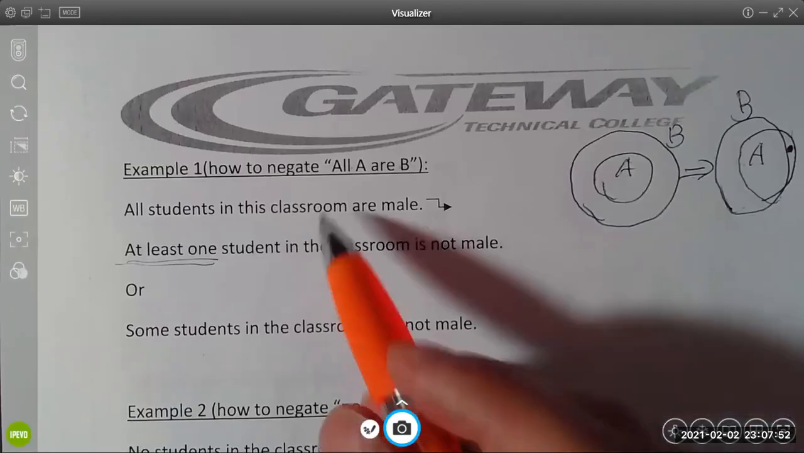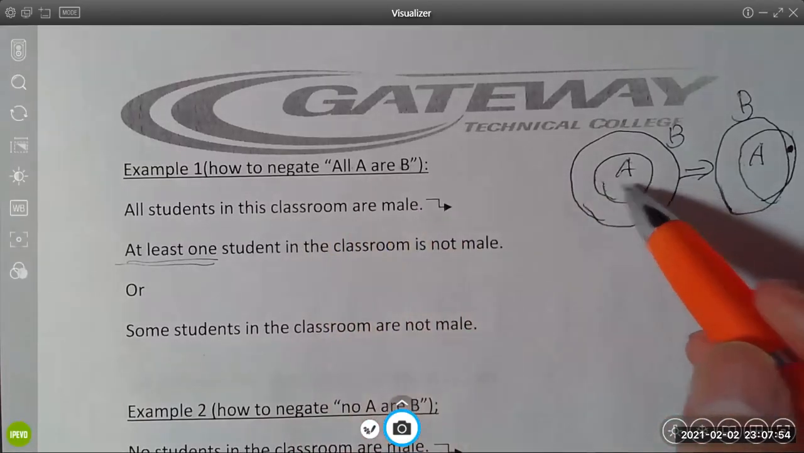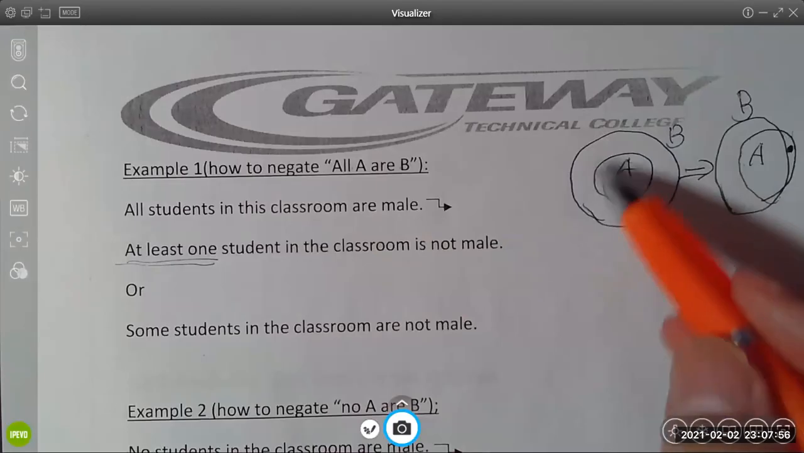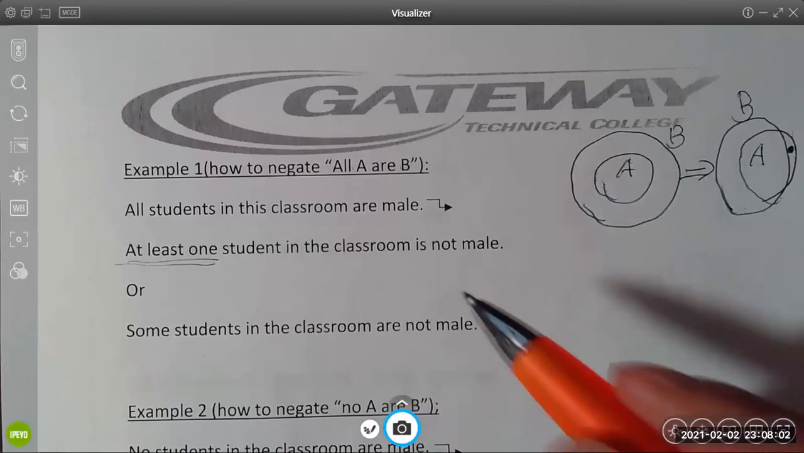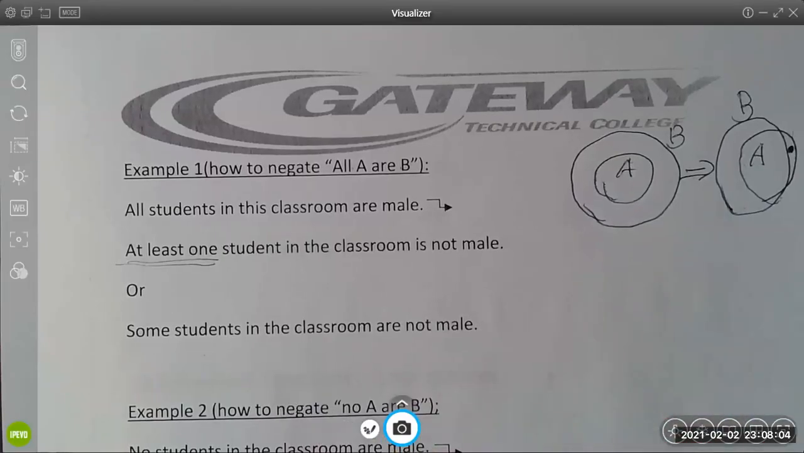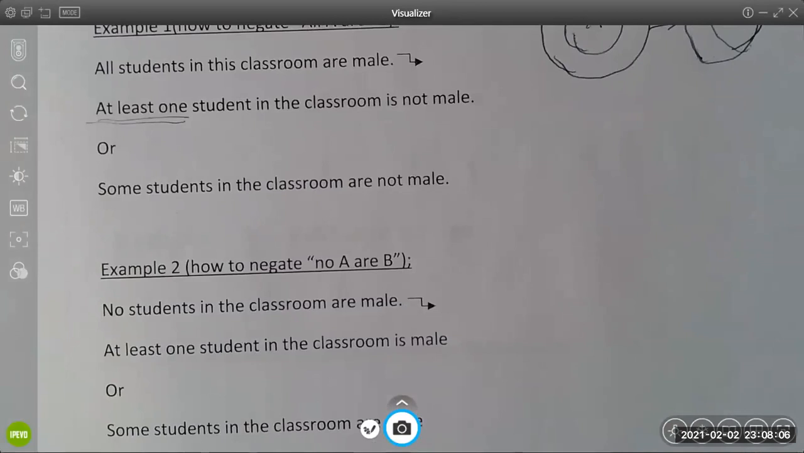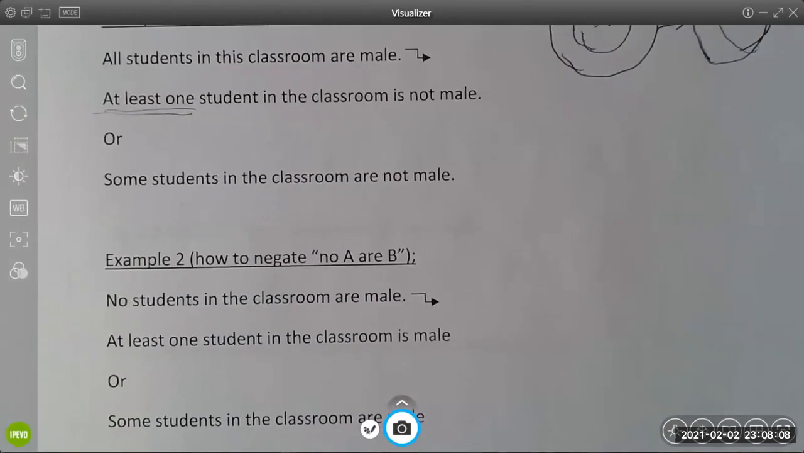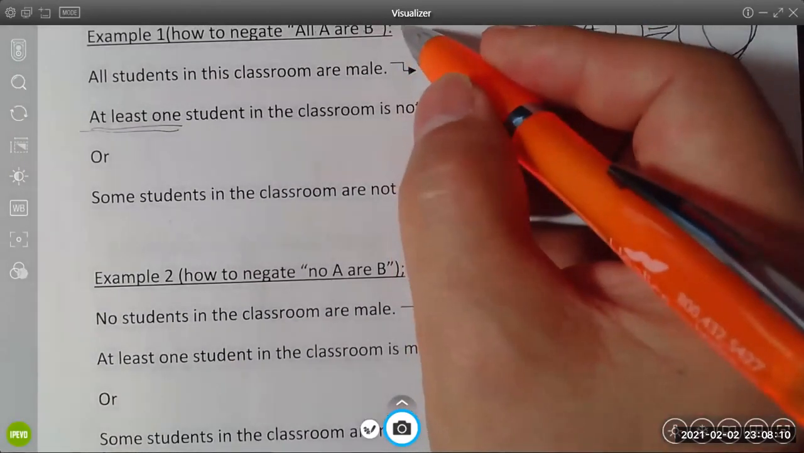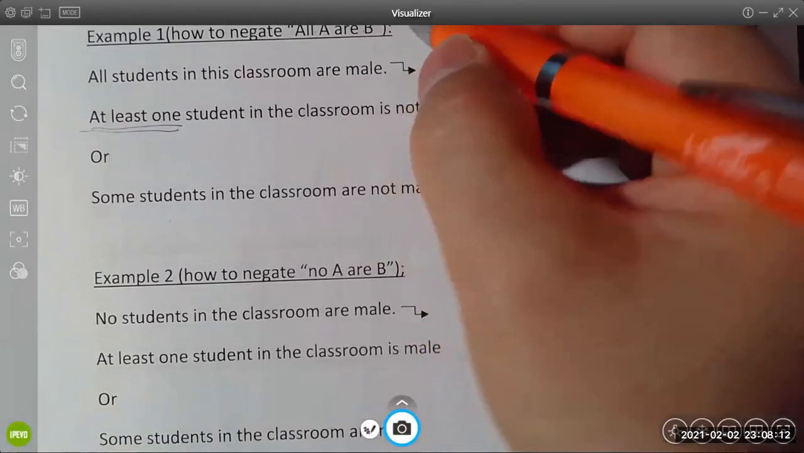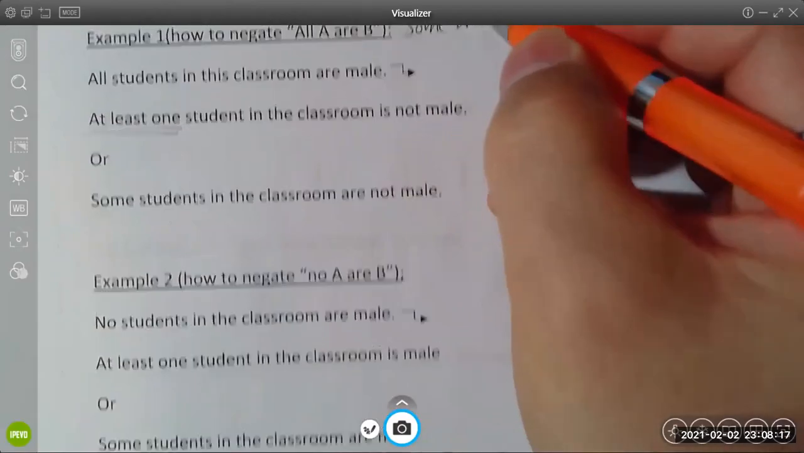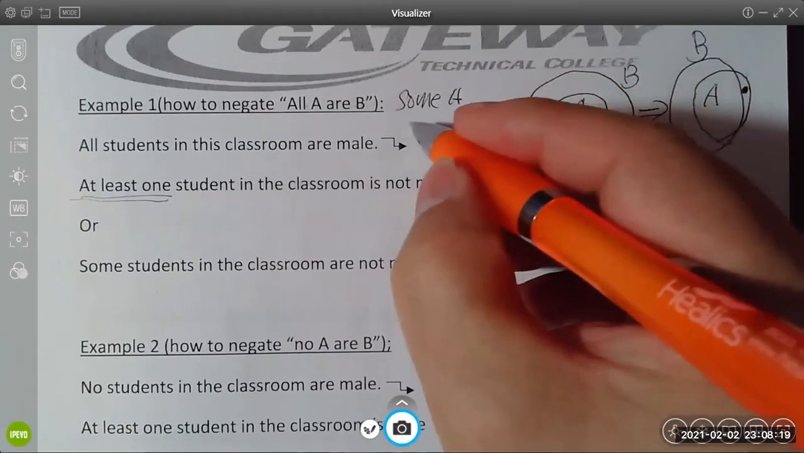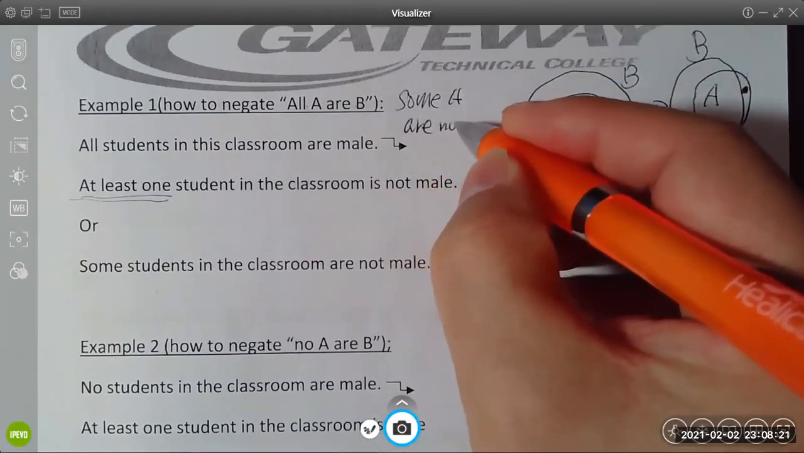To negate the original statement, you want to change it in a way so that the original structure is not true anymore. Okay, next one. So this one, basically the negation is some A are not B.